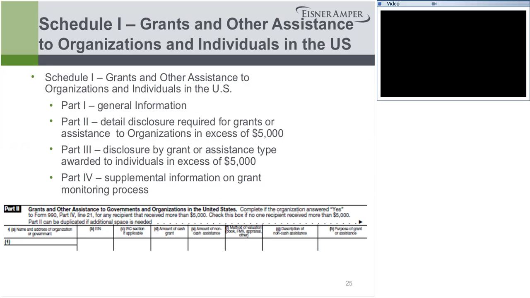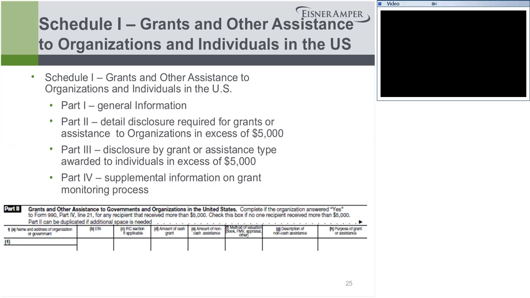Schedule I, grants and other assistance to organizations and individuals in the United States. So in the old Form 990, if you're an organization that gave away grants, more than a $5,000 grant to any particular individual, you could put the lump sum and say details available upon request. That was great. Can't do that anymore, which means that the 990s went from being about 10, 15, 20 pages to, for some organizations who give a lot of grants, 100 pages, right?